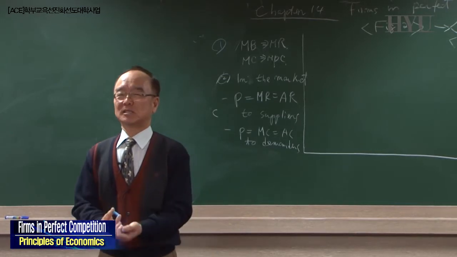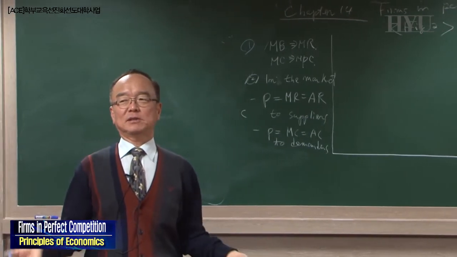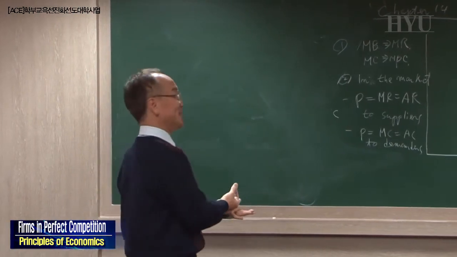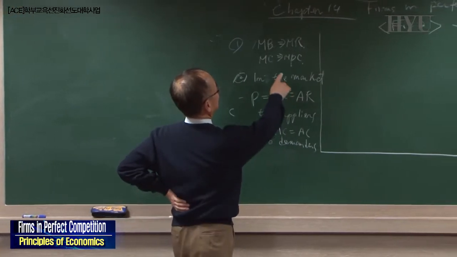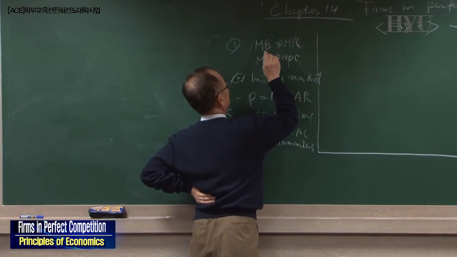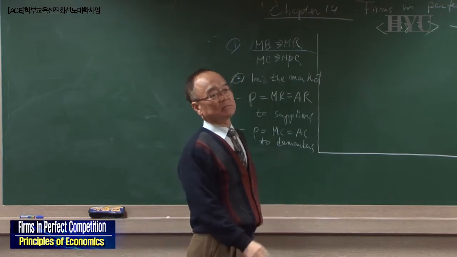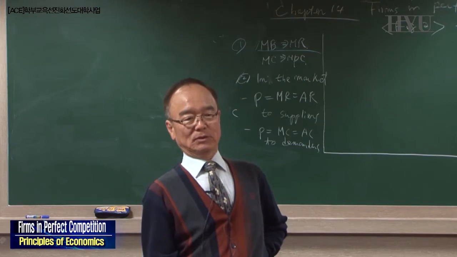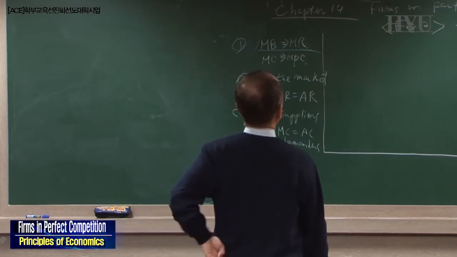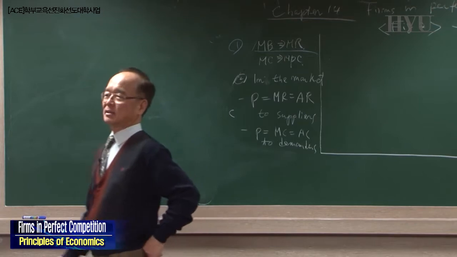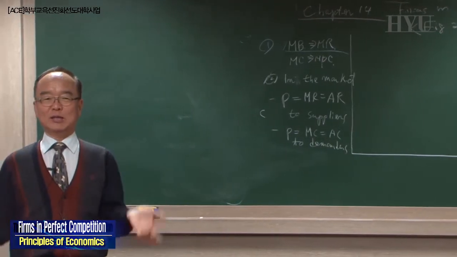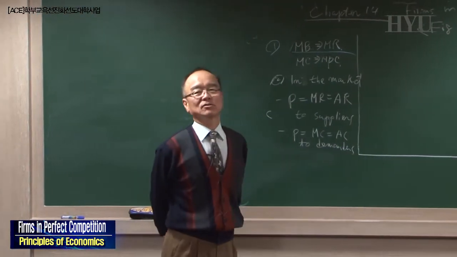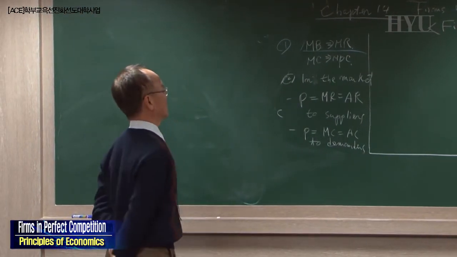What is the optimal decision-making principle? Anyone keeps doing a thing until MB equals MC. For a firm, we discuss firm's behavior. In case of a firm, the benefit to the firm is revenue. So the only reason why a firm operates is to create revenue, right? Revenue is, in the Korean language, 매출액. 매출액 is benefit to a firm.